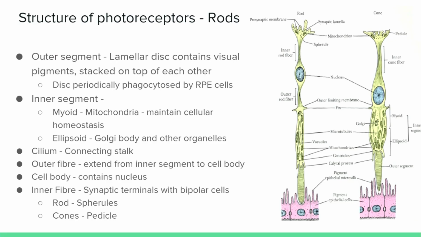Myoid contains the mitochondria, which maintain the cellular homeostasis. Ellipsoid contains Golgi body and other organelles. Cilium is the connecting stalk between the inner segment and the outer fiber. Outer fiber extends from the inner segment to the cell body.